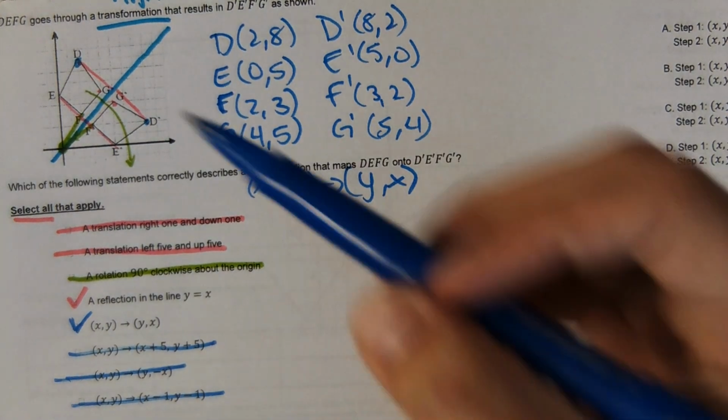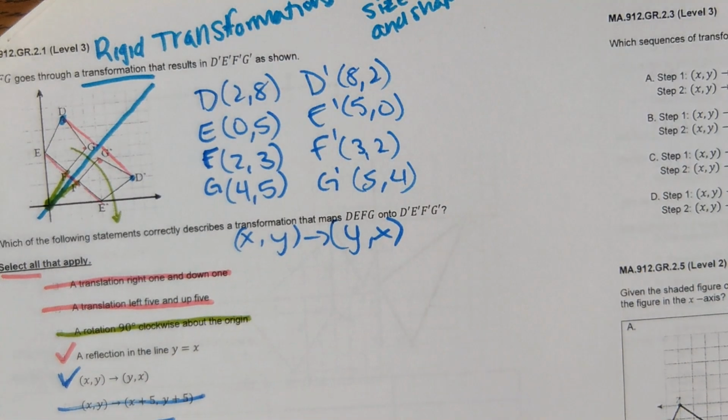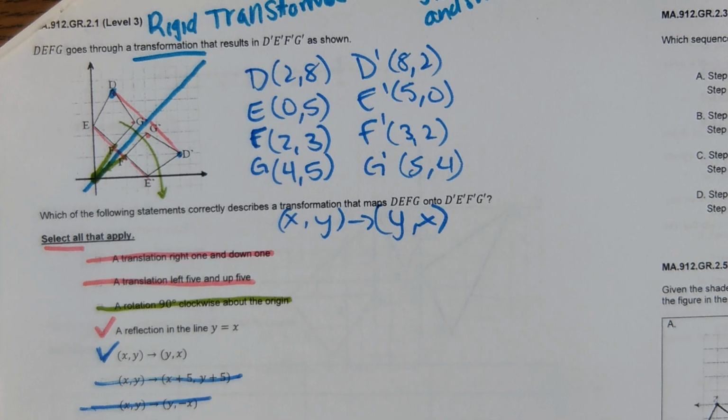And that was a level 3 question, just so you know. And then the next one's level 2. So it kind of goes down.